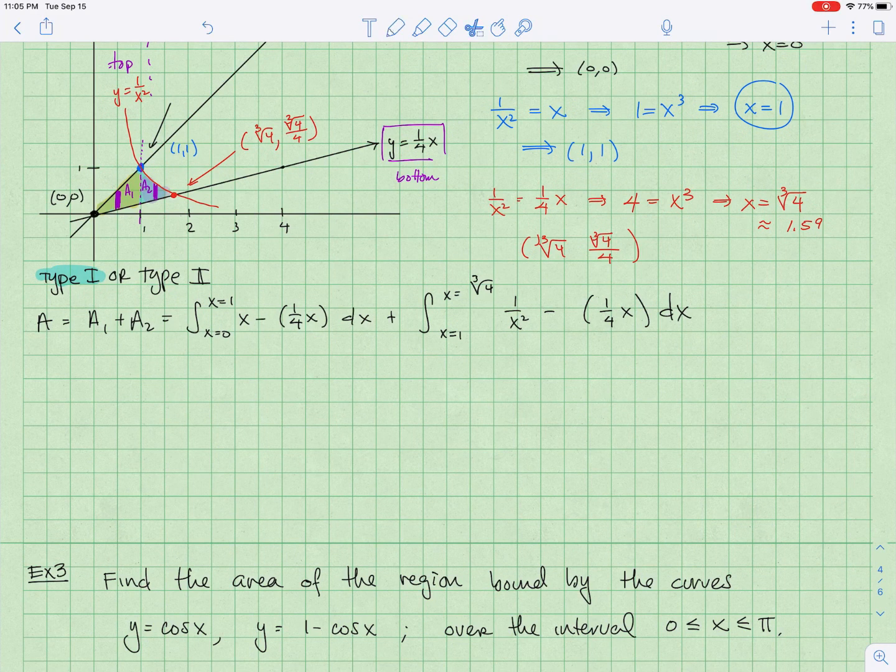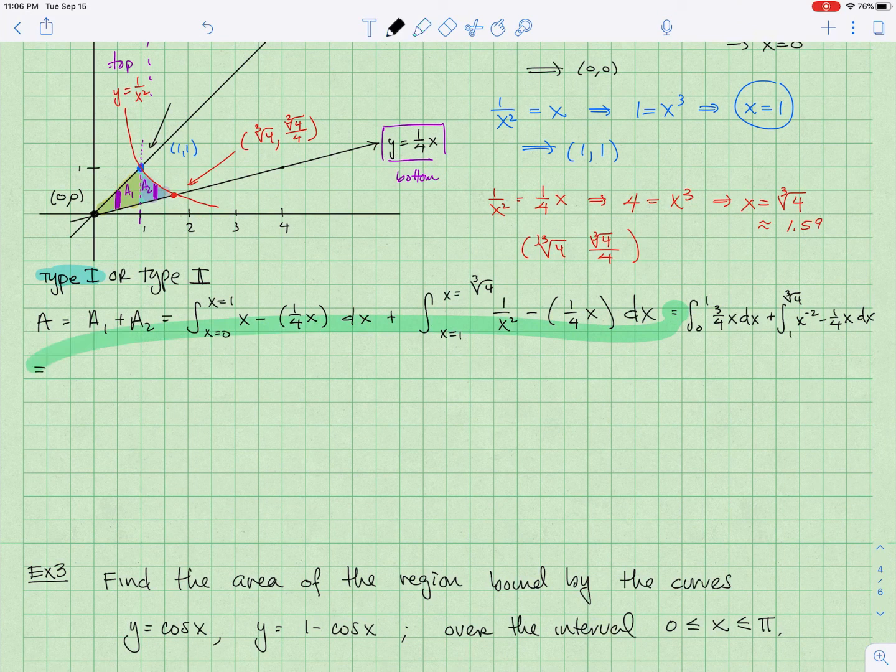Okay, so let's clean that up a little bit. Let me see if I can make some room here, because we're probably going to need some room. Okay, something like that. Maybe I can cram this in here. This is going to be the integral from 0 to 1 of 3/4 x dx plus the integral from 1 to the cube root of 4 of x to the negative 2 minus 1/4 x dx. Sorry to cram that in there, but I'm going to need some other room.